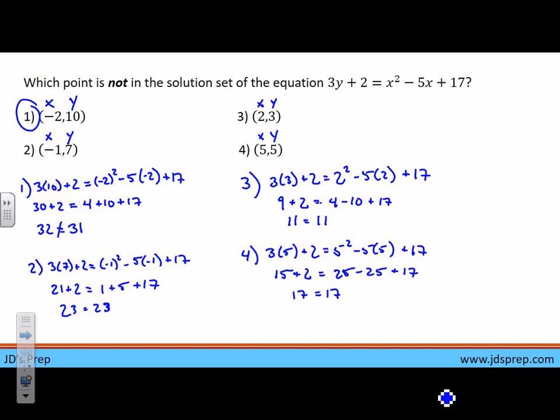So all three of those other points, even though we got different numbers as the result on each side, both sides of the equation gave us the same number. If you can plug in a point and get the same number on both sides of the equation, like we did for number 2, number 3, and number 4 here, then the points that we plugged in are in the solution set of the equation. But if you get two different numbers on both sides, like we did in number 1, that point is not going to be in the solution set. So therefore, the correct answer for this question, looking for the point that is not in the solution set, is number 1.